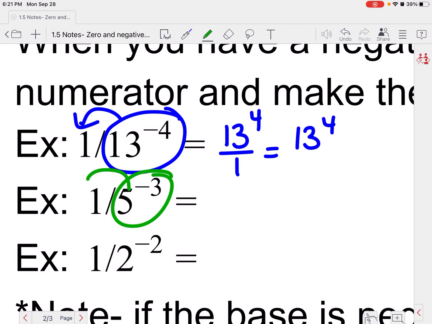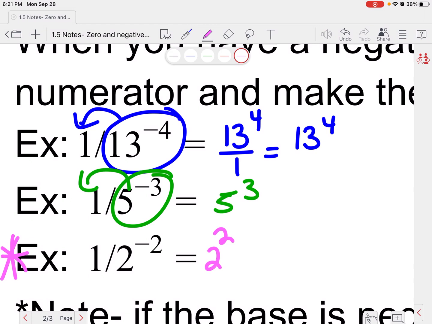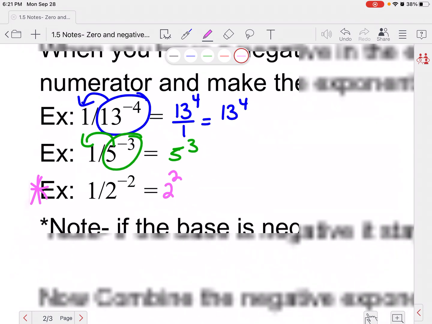Same with this one. We're going to go ahead and move it up. So this becomes 5 to the 3rd. Go ahead and try this last one. So this would become 2 squared. Okay? Again, we're doing this because we don't like negative exponents in our final answer. Okay? That's just how the math world has done that.